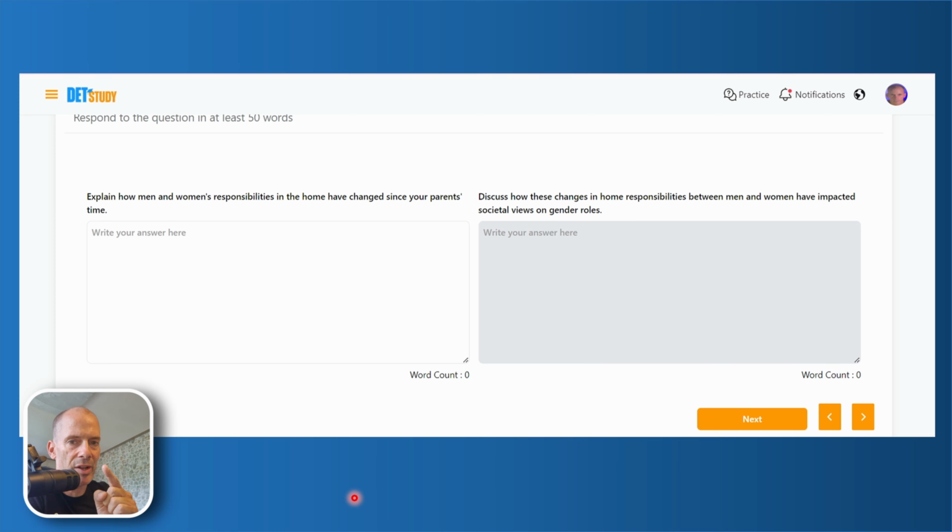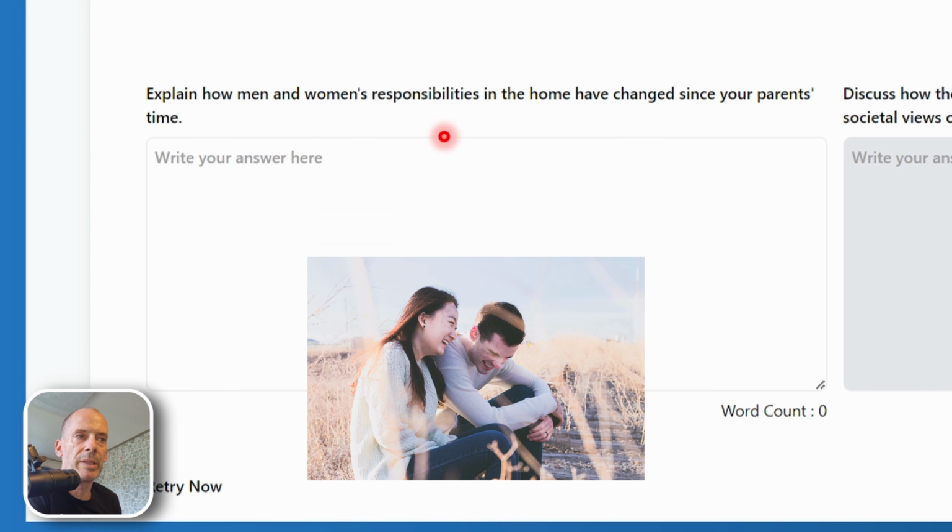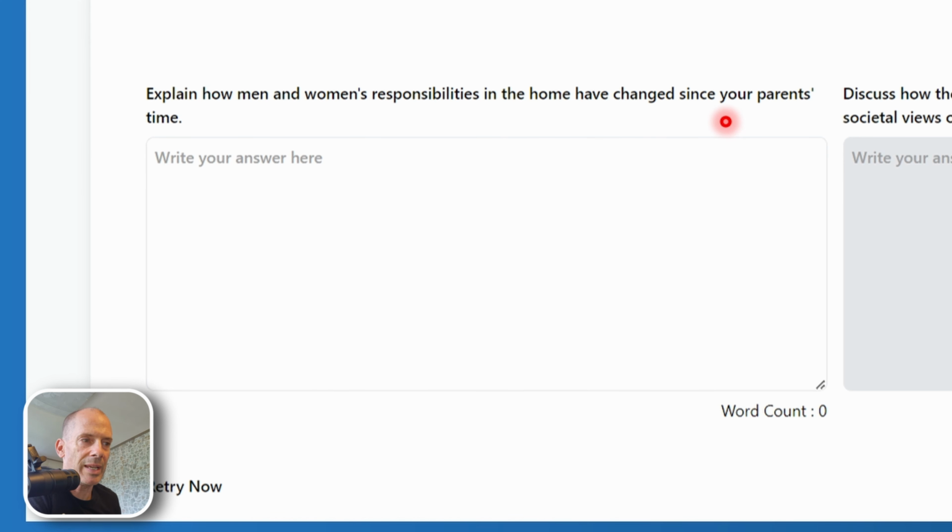Okay, number 3, task content and coherence. Here we go. Explain how men and women's responsibilities in the home have changed since your parents' time. Oh, I like this. Here we go.